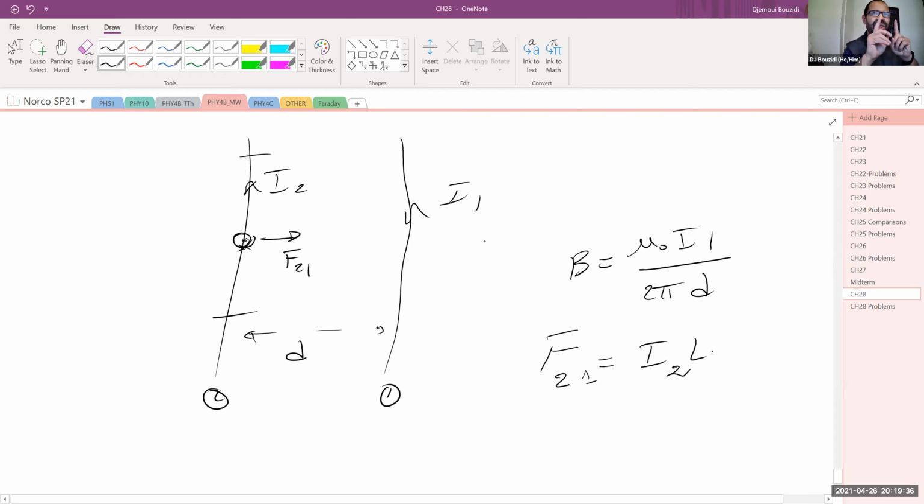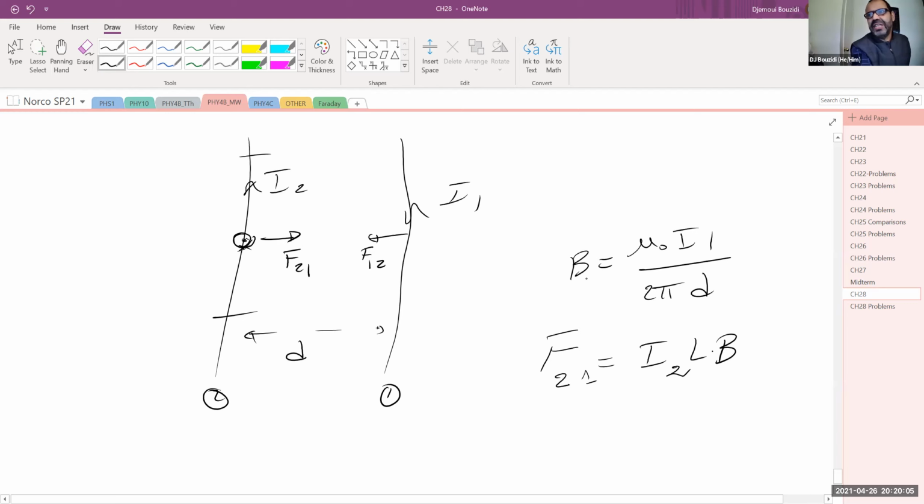So this is something different from what you have seen. Opposite charges in electricity attract. Similar charges in electrostatics repel. Similar currents in here attract, actually. Okay, so this is something that you have to remember. And the same thing for the other wire. So let's find this force.